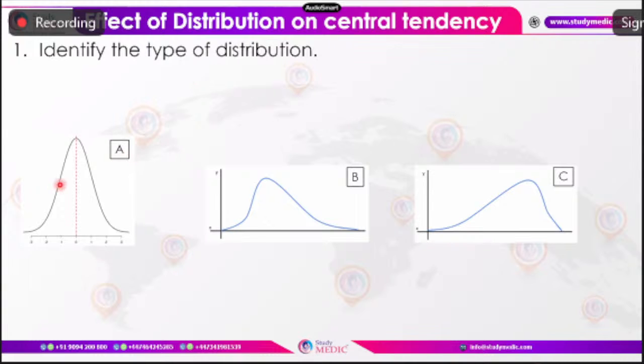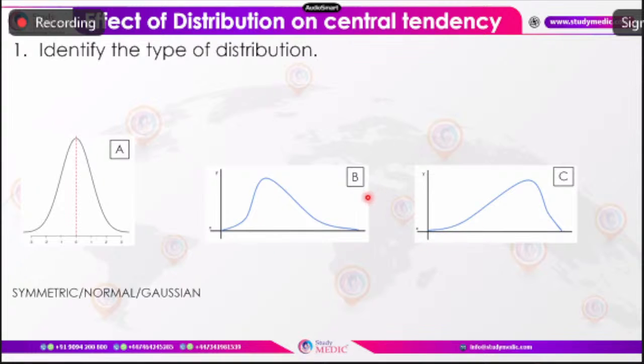As we can see, graph A is a bell-shaped curve and it is very symmetric. So this distribution is bell-shaped Gaussian normal distribution. That is a symmetric normal distribution.